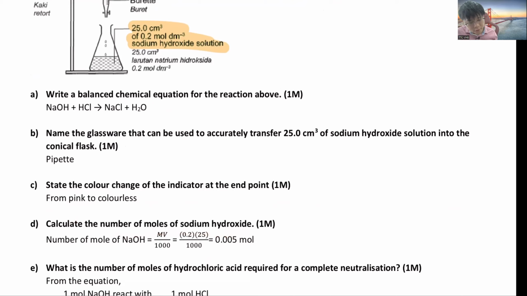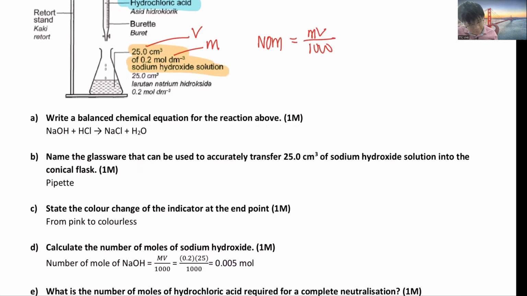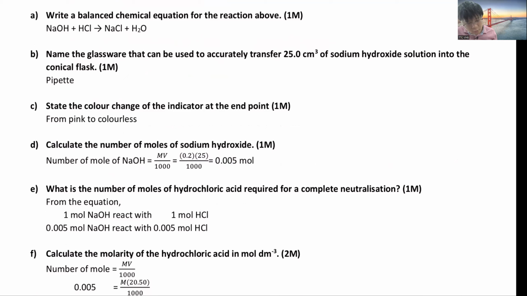Calculate the number of moles of sodium hydroxide. Based on here, this is your V, then 0.2 mol per dm³ is your M. You can use number of moles equals MV over 1000. So 0.2 times 25 over 1000, you get 0.005 mole. From the equation, 1 mole of NaOH will react with 1 mole of HCl. So 0.005 mole of NaOH will react with 0.005 mole of HCl.